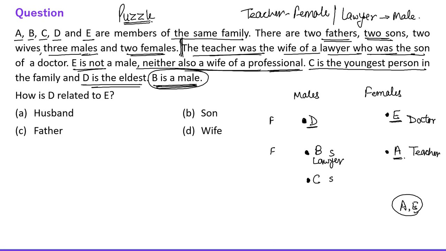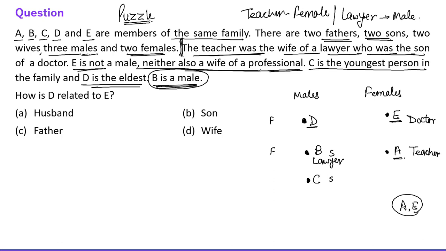So this is the thing. There are two fathers, two sons, two wives, three males, two females. Right? So this is the whole situation. So D, B, C are males. E, A are females. B, A husband, wife. D, E husband, wife. C is the youngest son. Right? So this is the situation.